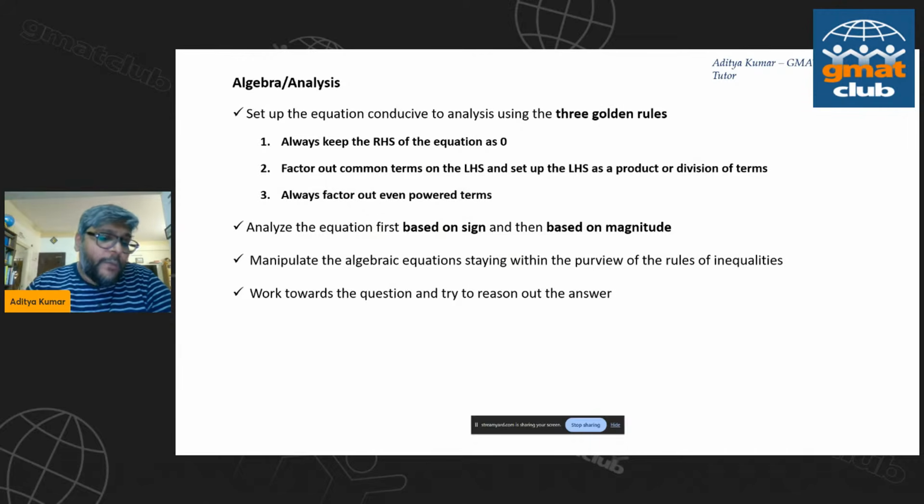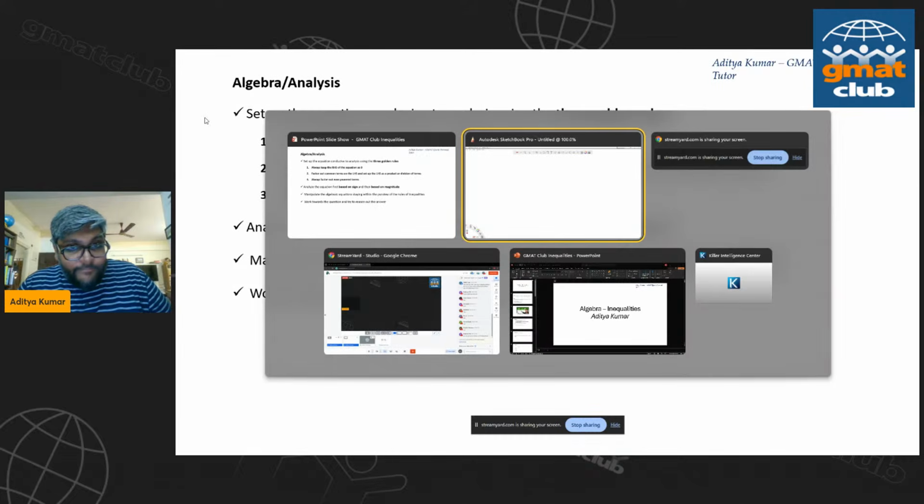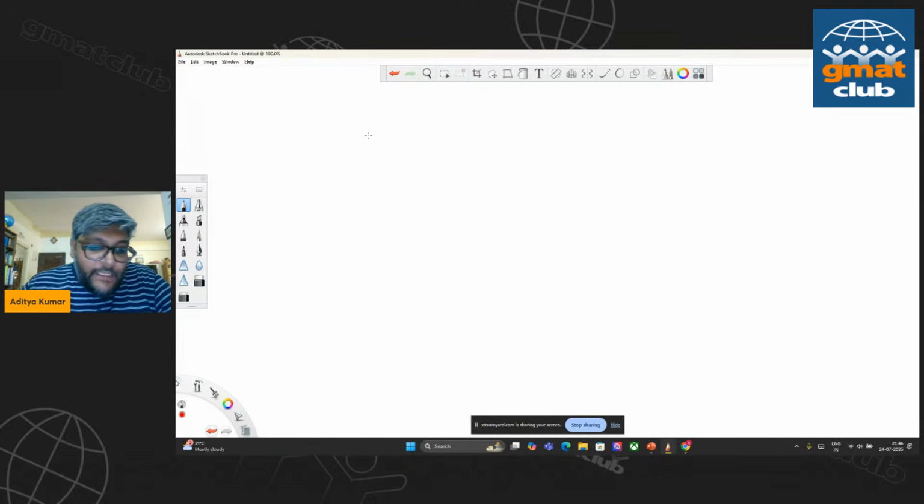And remember the most important bit: approach an inequality question using an algebra and analysis mindset. Set up the question conducive to analysis using the 3 golden rules. Analyze based on sign, based on magnitude. Stay within the purview of the rules. And remember, simple rule of algebra is work towards the question and then try to reason out your answer. Got it? Now, what do I mean by this? Let's put this into practice.